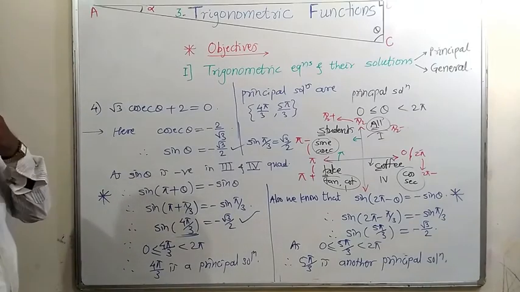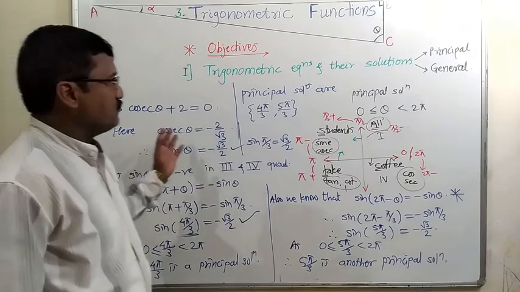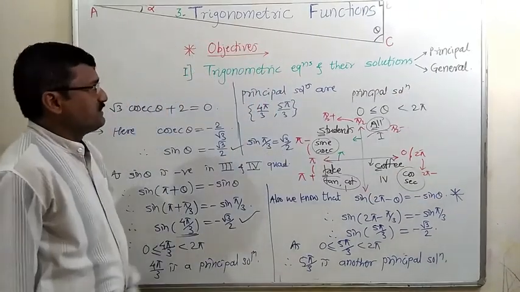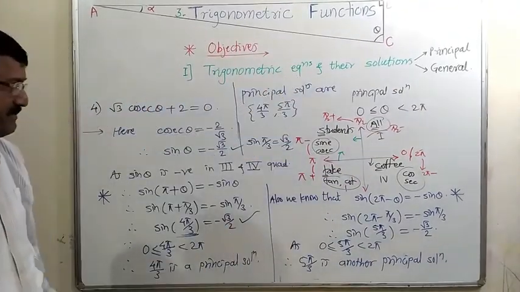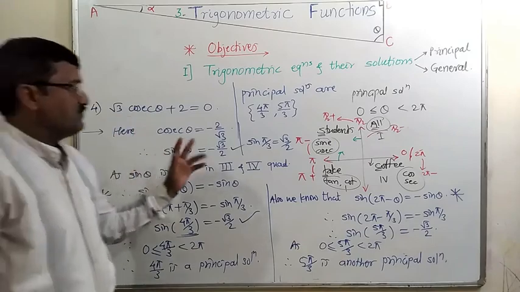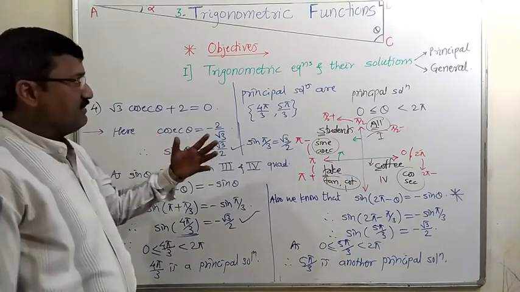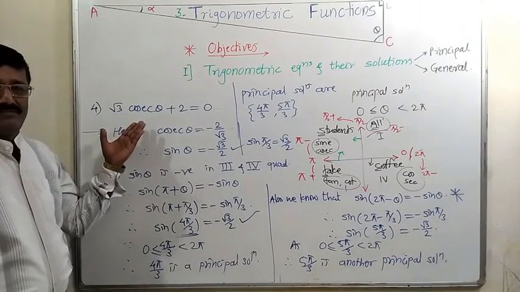Okay, you solve the remaining examples so that we can move towards the next article, that is the general solution of trigonometric equations. In this article we have found just two solutions, which are principal solutions. In the next article we will find all the solutions of the same trigonometric equation.